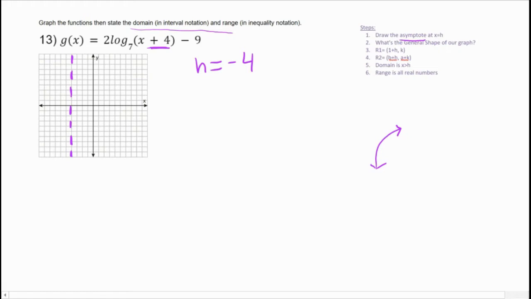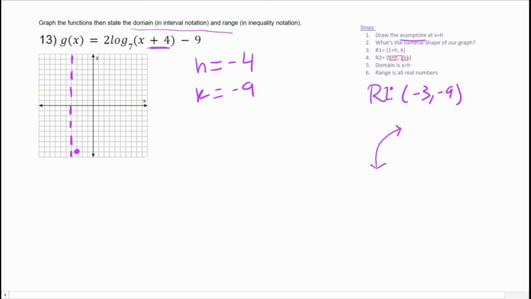So R1, or our first reference point, is represented with 1 plus h and then k. I know my k value is -9. So my h plus 1 is going to be -3. My k value is -9. So I'm going to plot that point. I'll write that down: reference point 1 is (-3, -9). And I'm going to plot that right here.